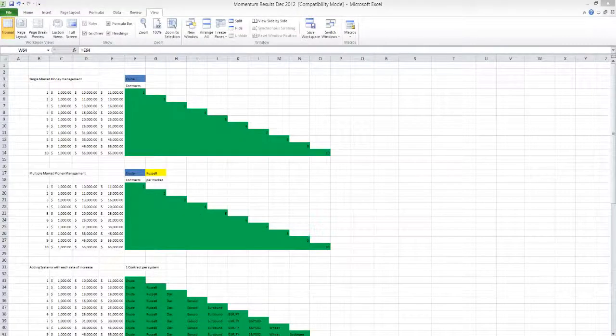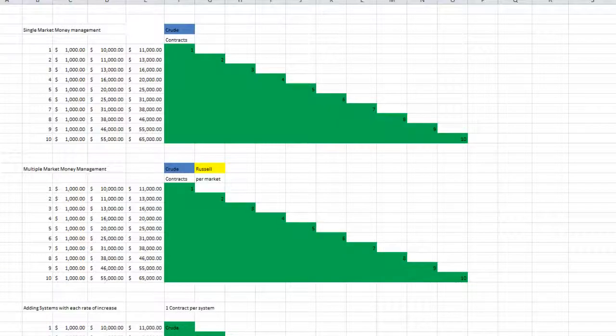Okay traders, so I've gone to our spreadsheet. I thought it's good to do a visual example of this. So what I'm showing you now are the different methods or different models that you can use to accelerate the growth of your account. Now let's imagine for a minute you're trading a $10,000 account, you're trading one system.